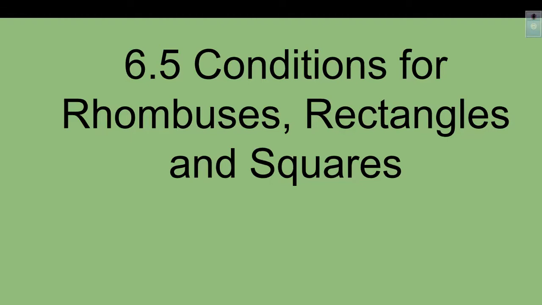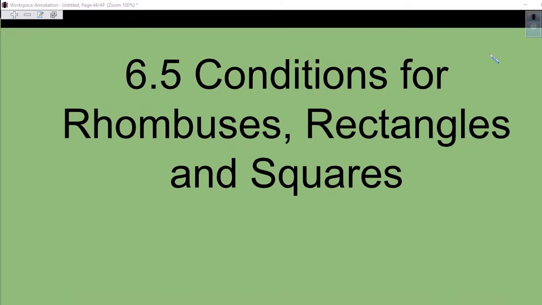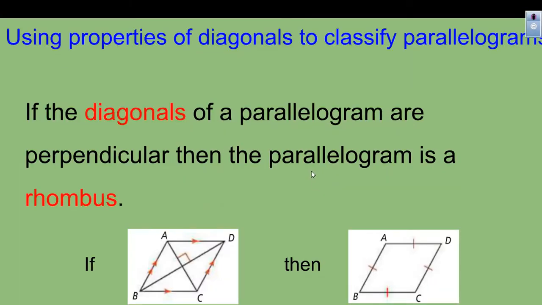All right, so let's look at lesson 6.5, conditions for rhombuses, rectangles, and squares. So what we're going to do is we're going to be given different diagrams, and you've got to determine what shape it is by the given properties, by what's been given. So if this picture is what's given to you, and you can determine the diagonals are perpendicular, and it's a parallelogram, then it's a rhombus. All four sides will be the same.